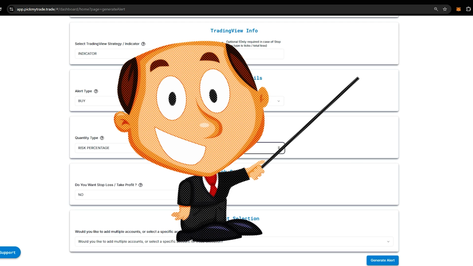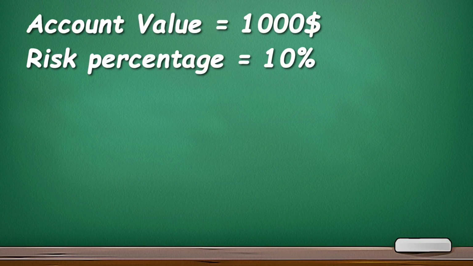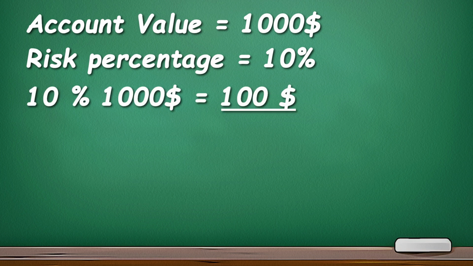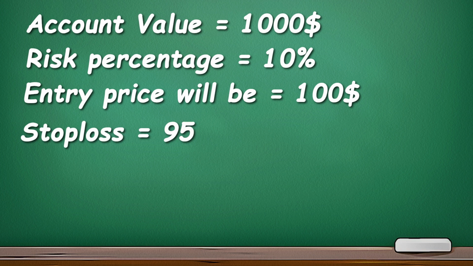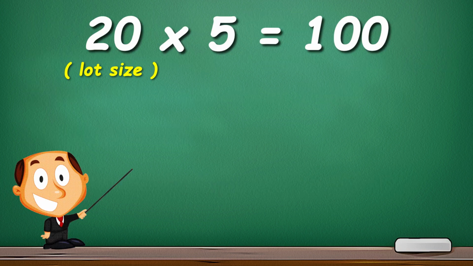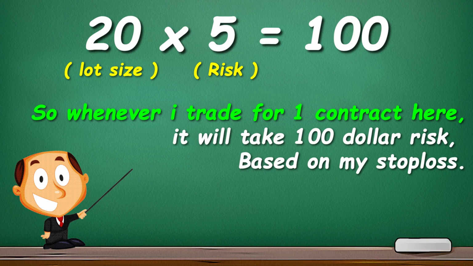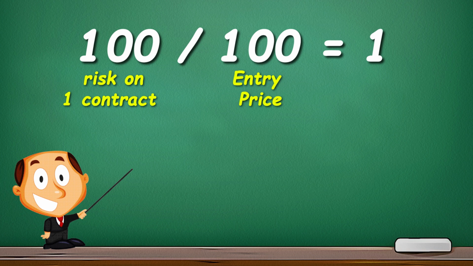Let me show you the calculation. Let's say my account value is $1,000, and I place a 10% risk percentage, so 10% of $1,000 is $100. So my entry price is $100, and stop loss filled at 95. If we take the example of NQ, its lot size is 20. So basically I am taking $5 risk. So the calculation goes like 20 into 5, which is 100. So whenever I trade for one contract here, it will take $100 risk, based on my stop loss. So 100 divided by 100 is 1, so it will place the trade for one contract.